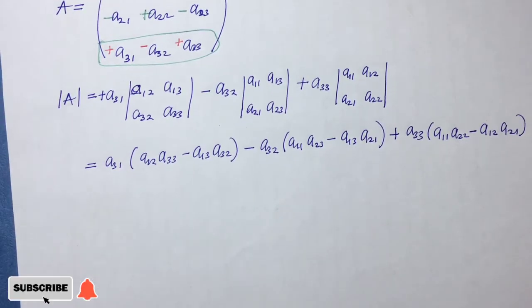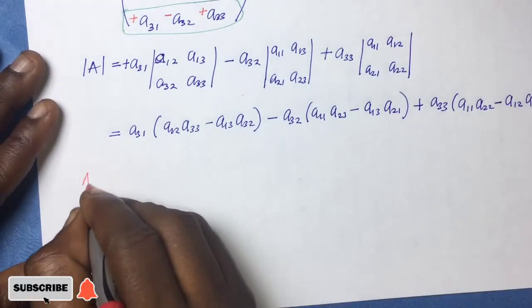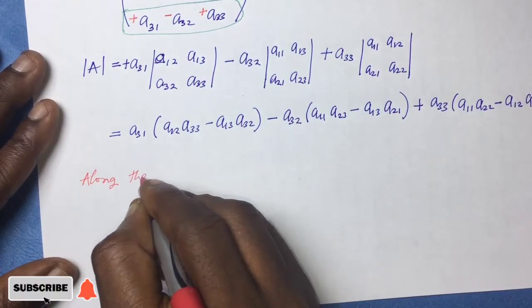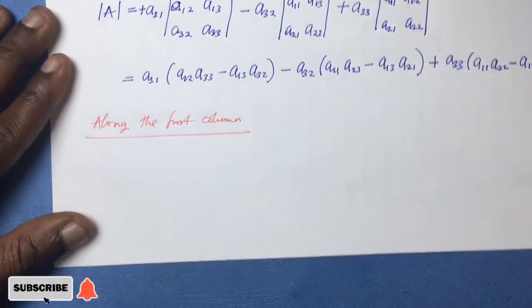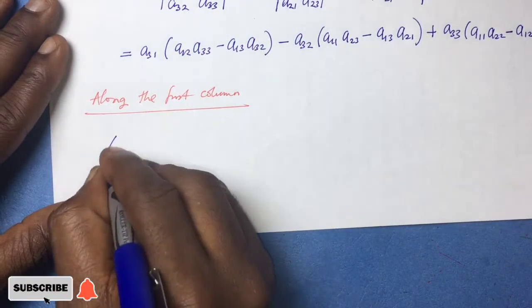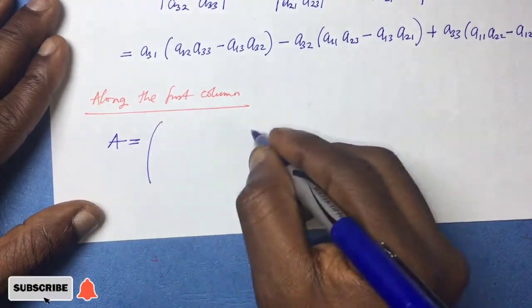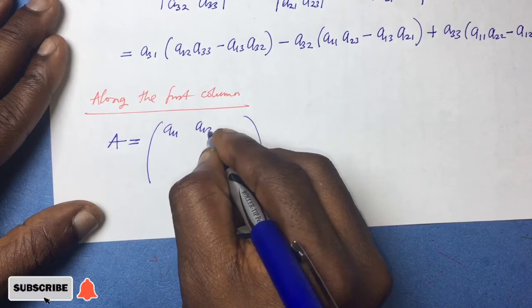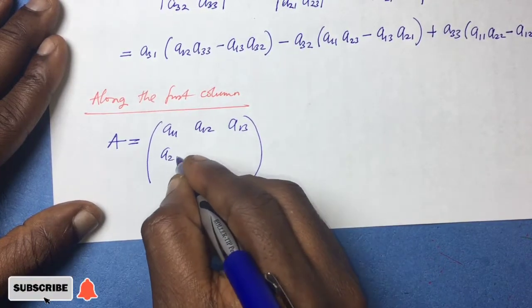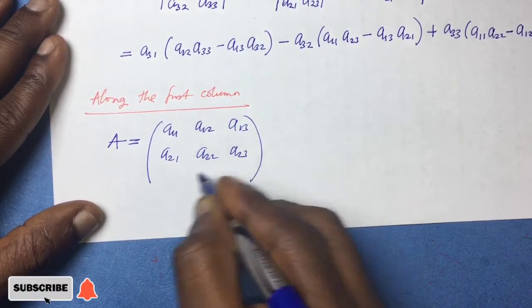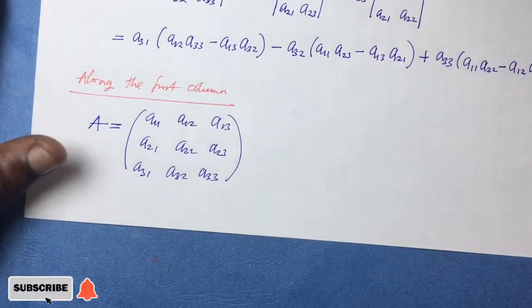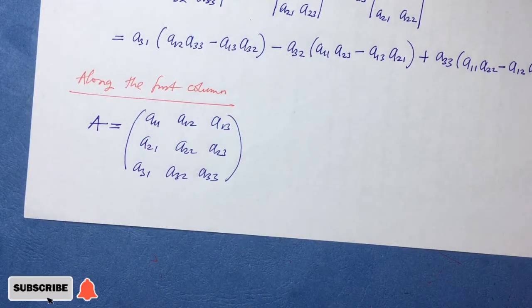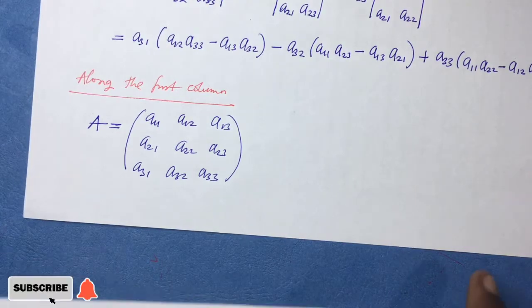Now, what if we wanted the determinant along the first column? Along the first column, you can also obtain the determinant, and that will be, let me write here, A equals A11, A12, A13, A21, A22, A23, A31, A32, A33. Now, if you wanted to obtain the determinant along that column, what would you do? So all you would do would be this.